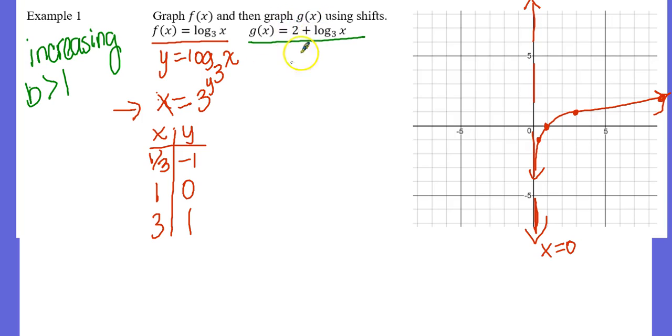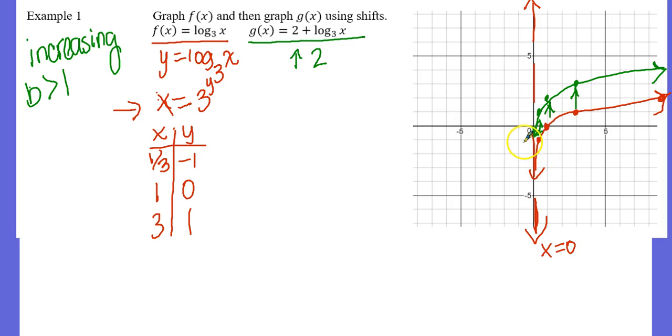So what is this plus 2 telling me to do with my log base 3 of x? Go up 2. How do I know it's up 2? Usually my k is on the end, not in the front. How do I know it's up and not right or left? It's not in parentheses. It's not grouped with the x. It's separated. So all we're going to do is take all these points and push them up 2 and redraw. And it is done.